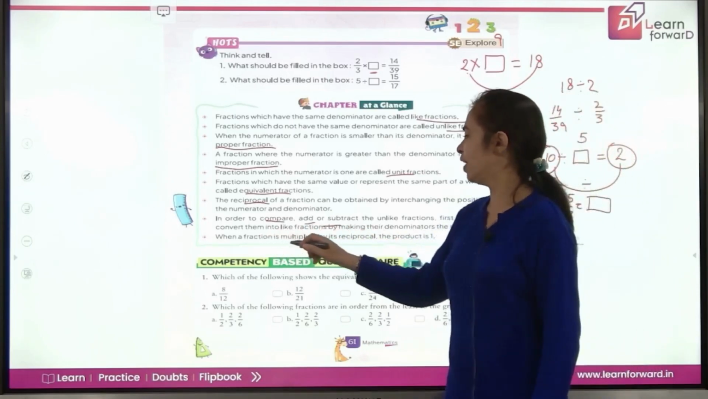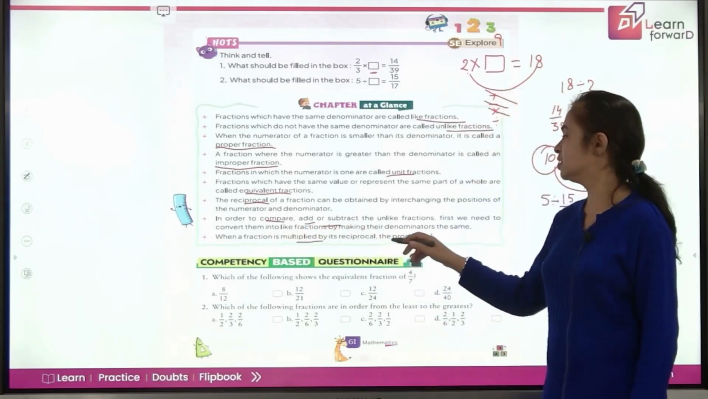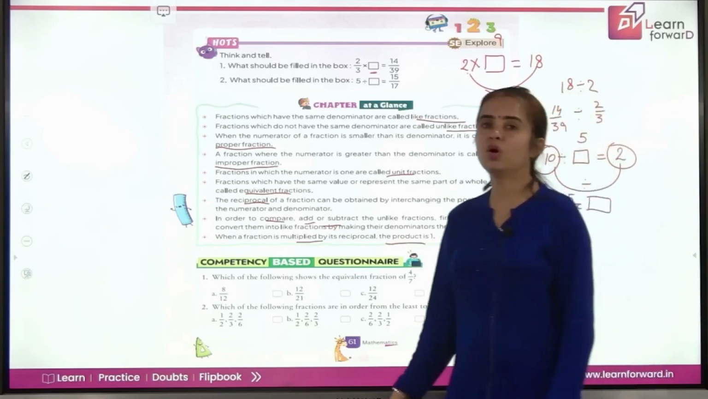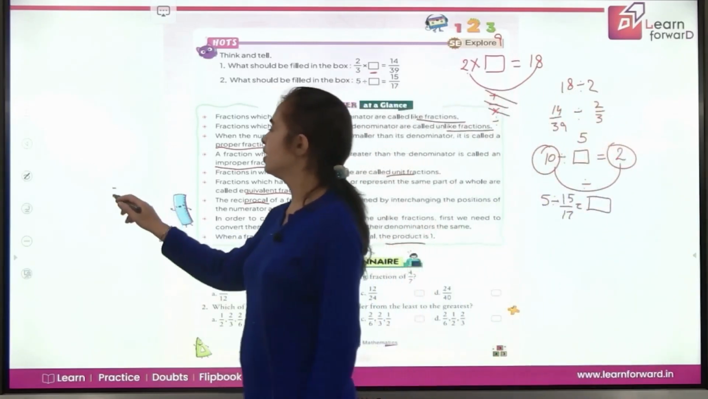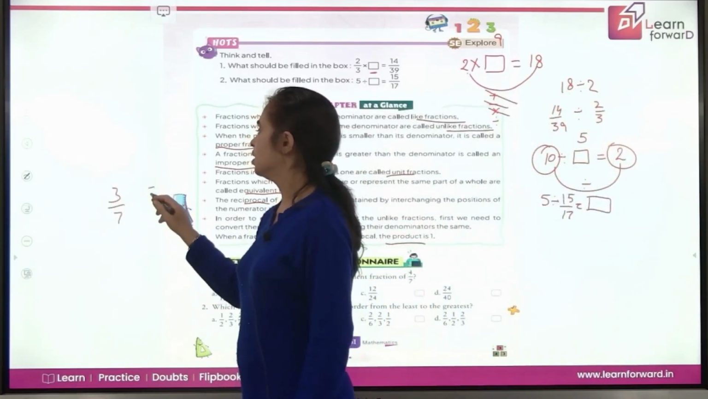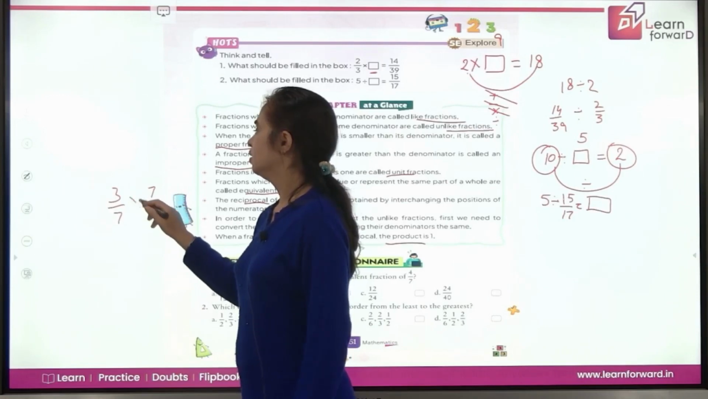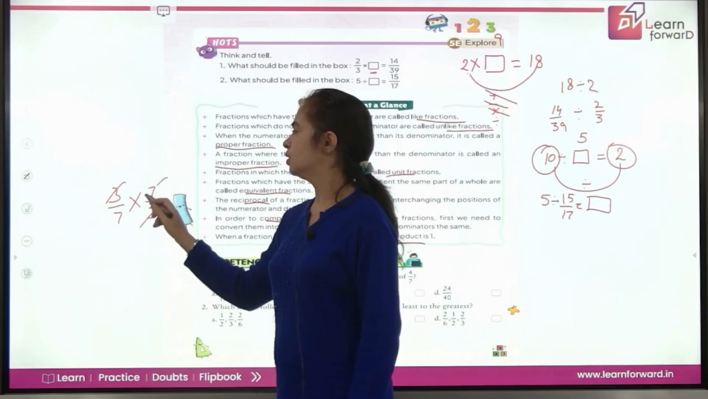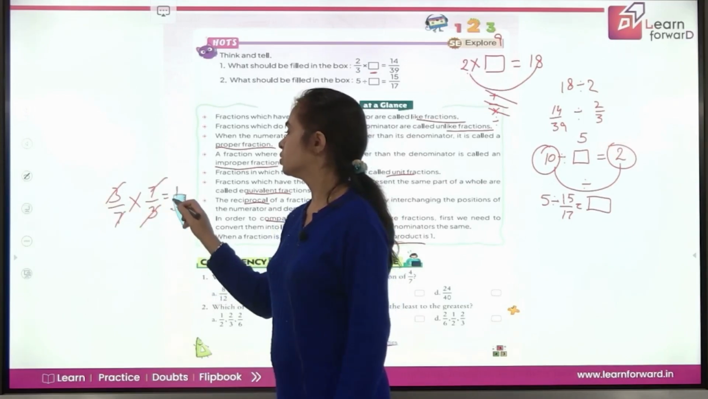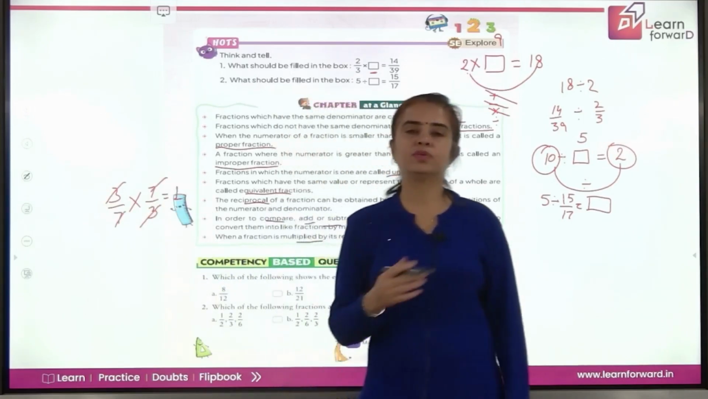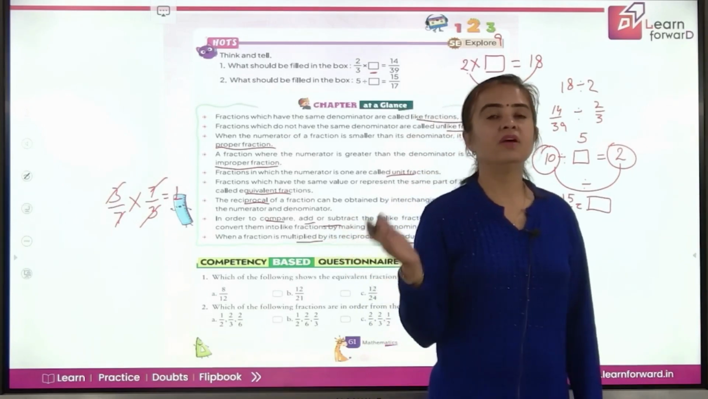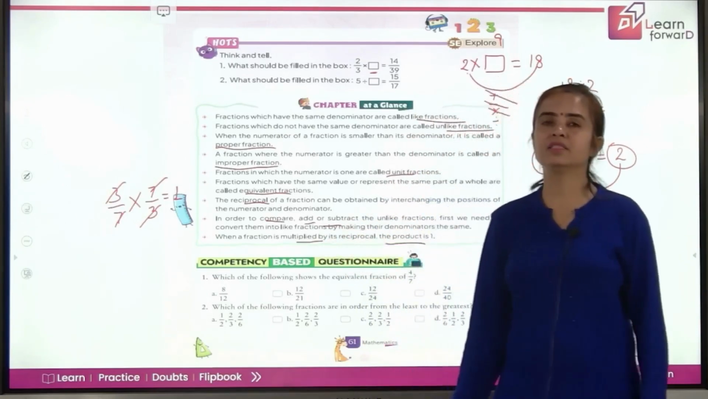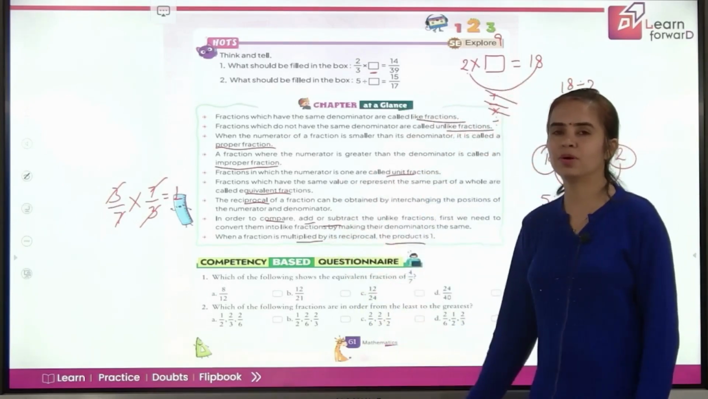And when a fraction is multiplied by its reciprocal, the product is always 1. So if you have 3 by 7, its reciprocal is 7 by 3. When you multiply, what happens? Numerator gets cancelled with the denominator and your product is 1. And children, this happens with any of the fractions. Whenever you multiply a fraction by its reciprocal, you get 1 as the product.